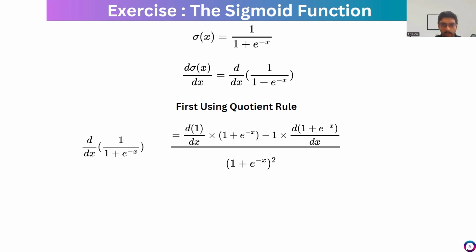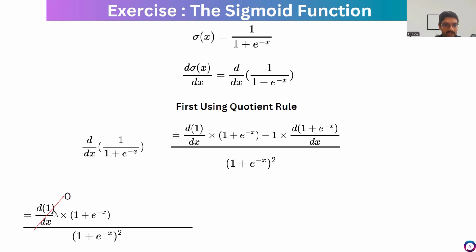Okay, so what do we do now? Let's start simplifying this. So we've got the first term. Now what do we have here? We've got d by dx of 1. 1 is a constant, not dependent on x, right? Again, we've encountered this a few times now. So if you change x, it has no impact on 1. So that term goes to 0, and a product of something with 0 is 0. So this entire term goes away.